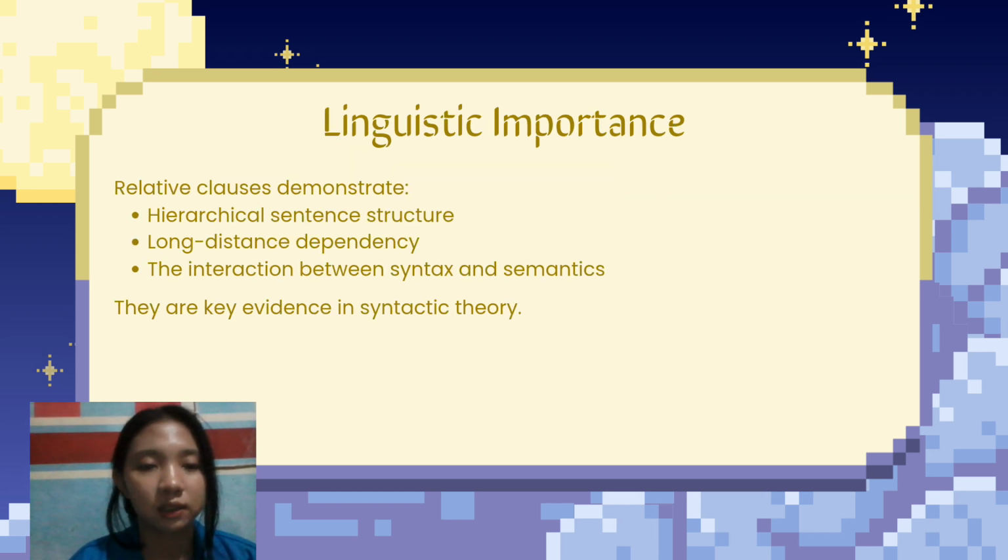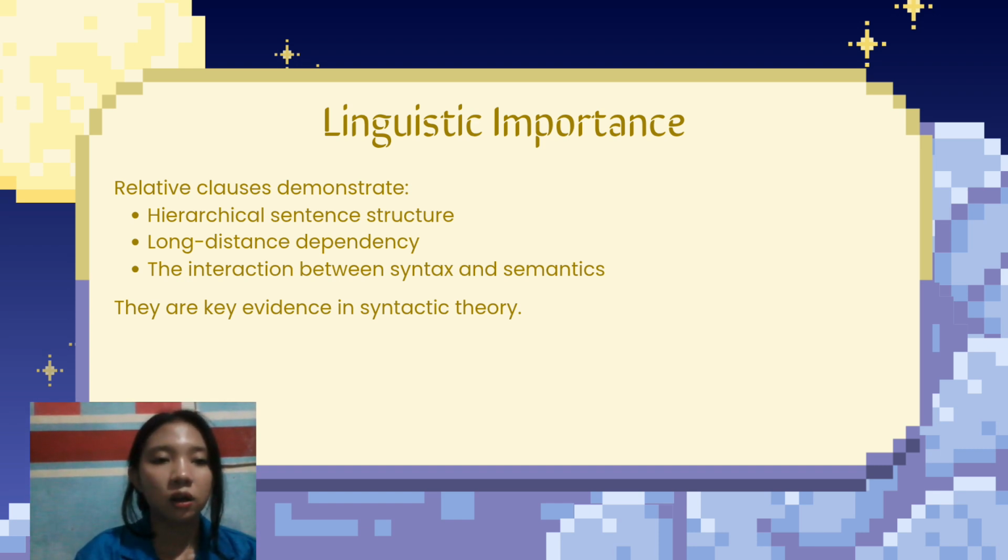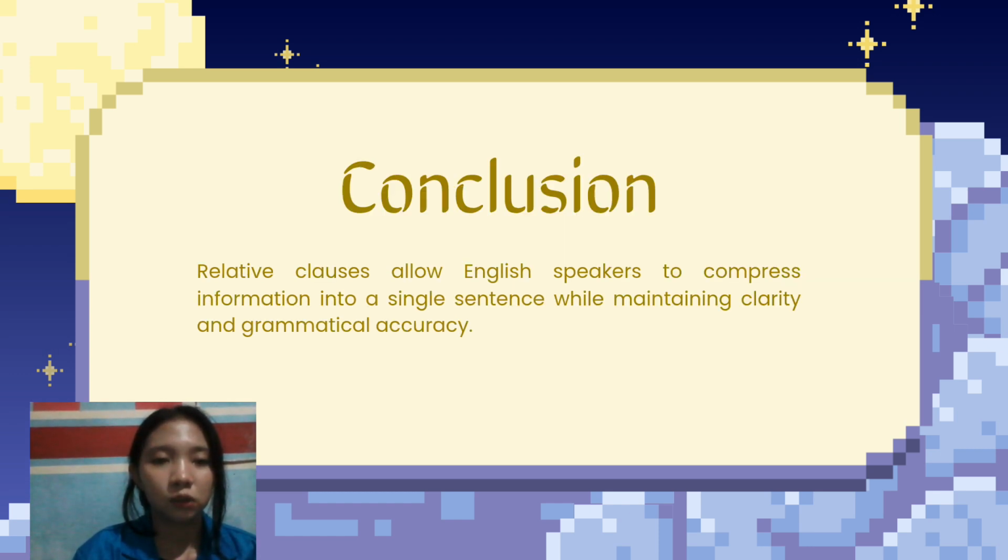Linguistic importance. Relative clauses demonstrate hierarchical sentence structure, long-distance dependency, and the interaction between syntax and semantics. They are key evidence in semantic theory. To conclude, relative clauses allow English speakers to compress information into a single sentence while maintaining clarity and grammatical accuracy.